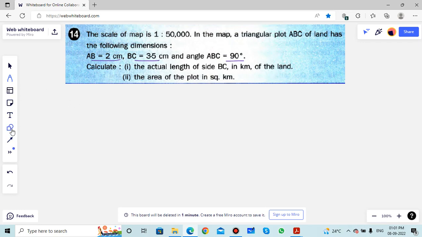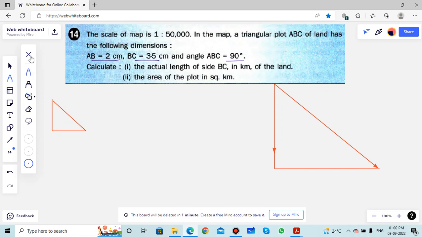It's a triangle, and this triangle is a 90-degree triangle, I mean a right angle triangle, so I'll draw a right angle triangle here. This is on the map. Now the actual will be very big, so I'm just drawing whatever is possible on this board. So this is the actual, right? It doesn't look like it, but yes, for understanding.